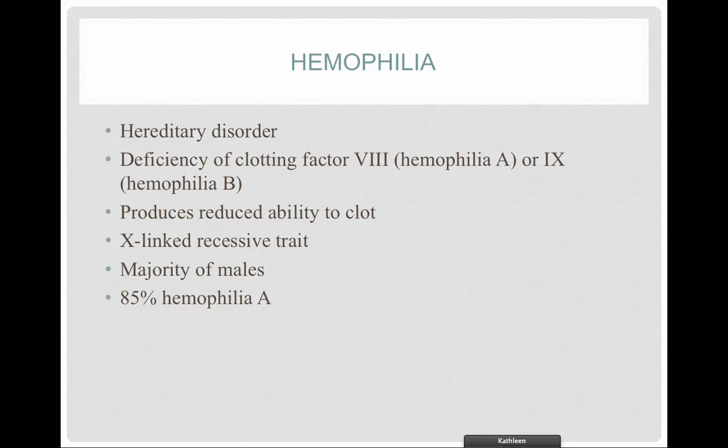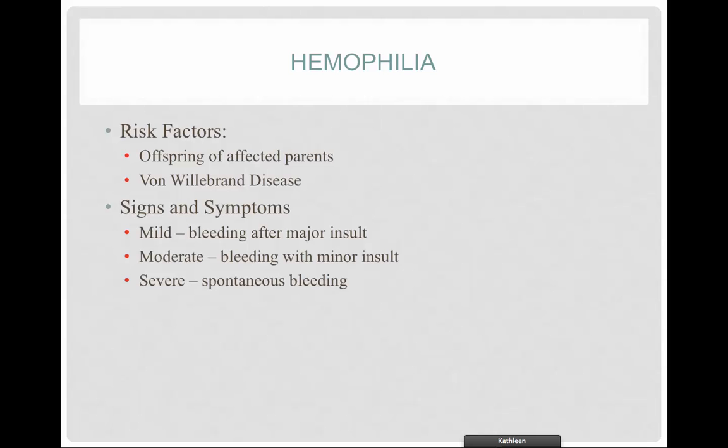Hemophilia is a hereditary disorder, deficiency of clotting factor 8 and clotting factor 9, hemophilia B. Produces reduced ability to clot. It's X-linked recessive trait. The majority of people who get it are males, and 85% are hemophilia A. So risk factors are offspring of affected parents, von Willebrand's disease. Signs and symptoms are bleeding after major insult, moderate bleeding with minor insult, and severe spontaneous bleeding. And von Willebrand's disease is a problem with clotting.